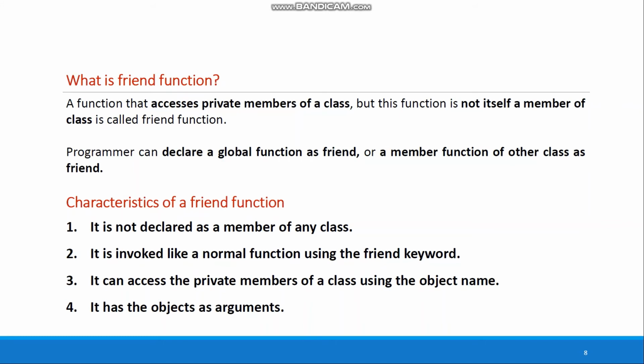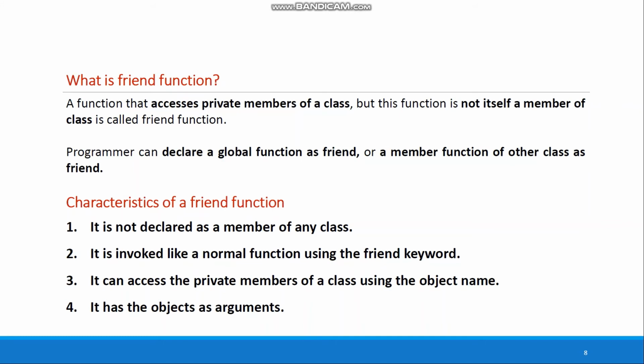Okay, till now whatever we studied about functions accesses the members of the class from inside the class. But the friend function is not a member of the class, and it accesses the private data of the class from outside. Okay, this kind of function is called a friend function.